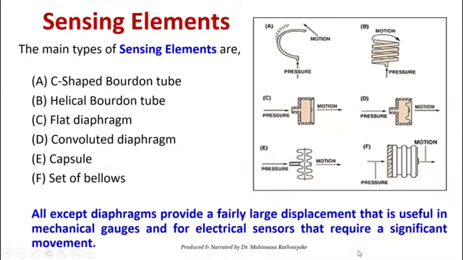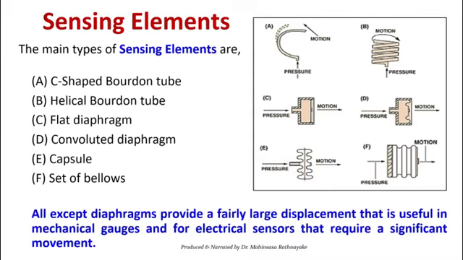So these sensing elements, the first one is the Bourdon tube. There are different shapes of Bourdon tube, but simply we can say Bourdon tube. So today we have to learn what a Bourdon tube is. Then diaphragms. I hope you have heard about diaphragms, but we have to learn. Then capsules, bellows, and other types of sensing elements, right?